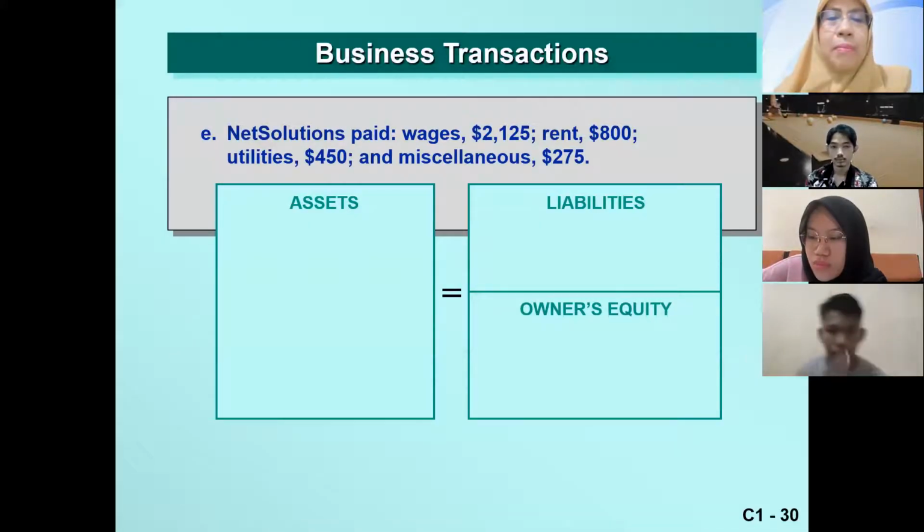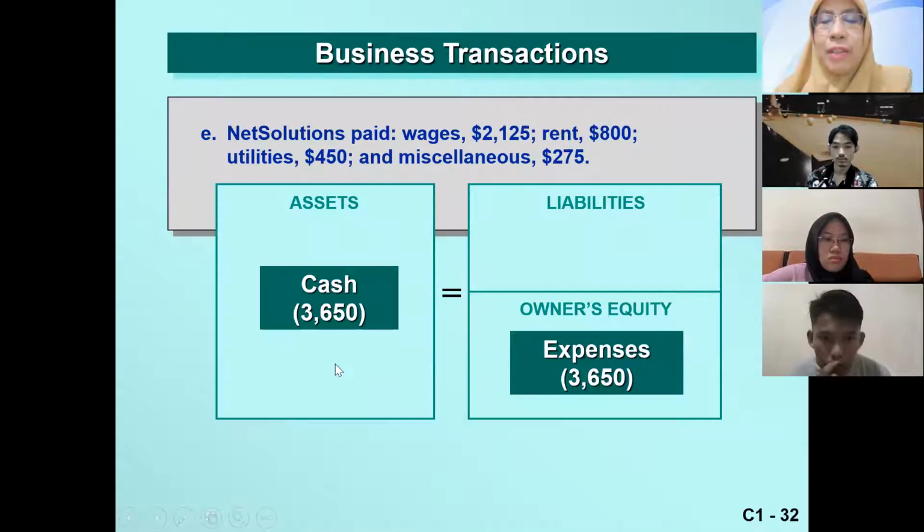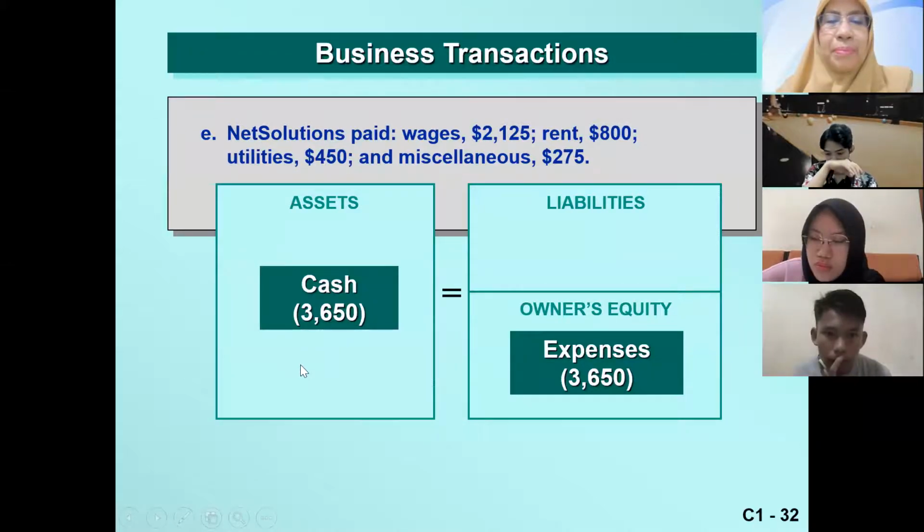Net Solutions paid wages, rent, utilities, and miscellaneous expenses. So all the expenses will later deduct the owner's equity side. Yeah. So in here, when we pay these expenses, we are going to deduct cash. Yeah, the total is 3,350. And for what? We use the money to pay expenses. Expenses will deduct the owner's equity side.